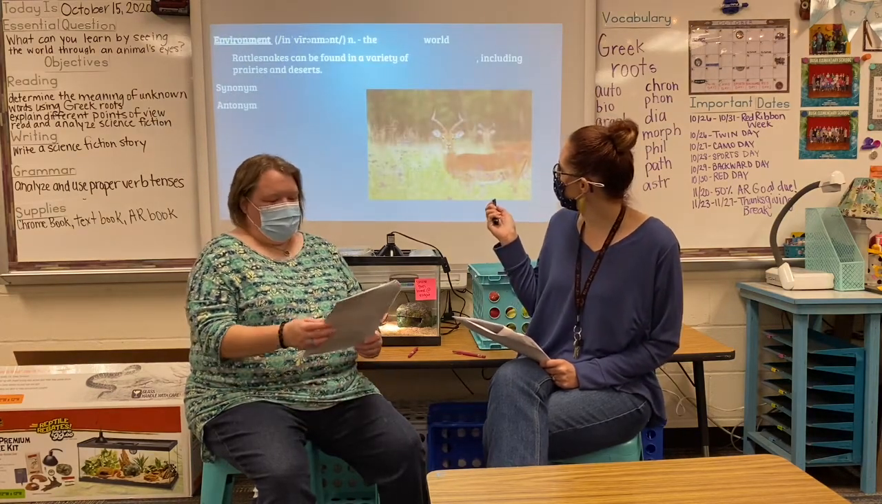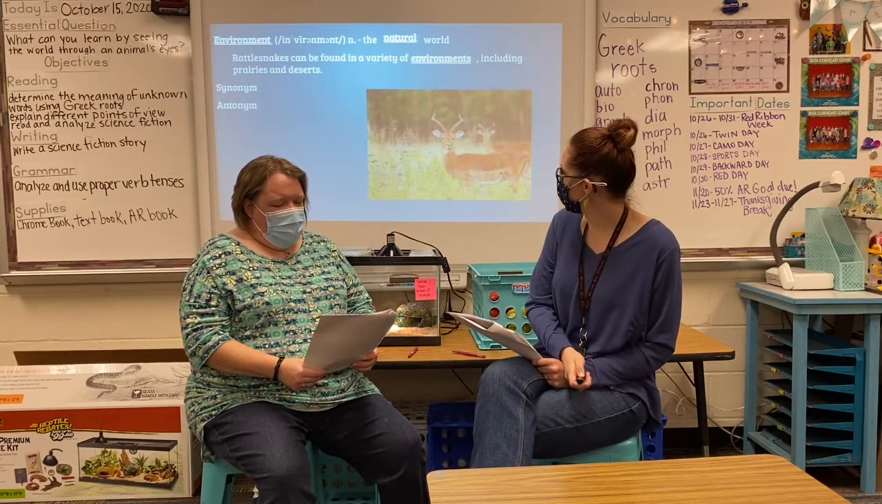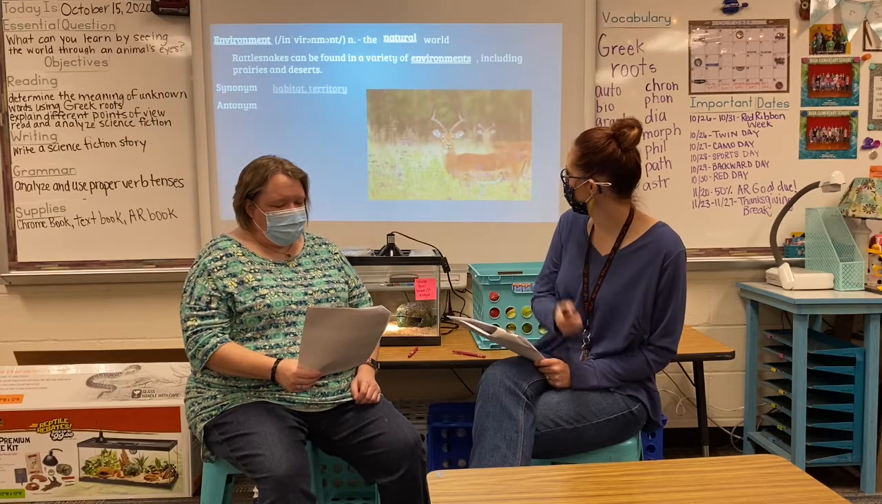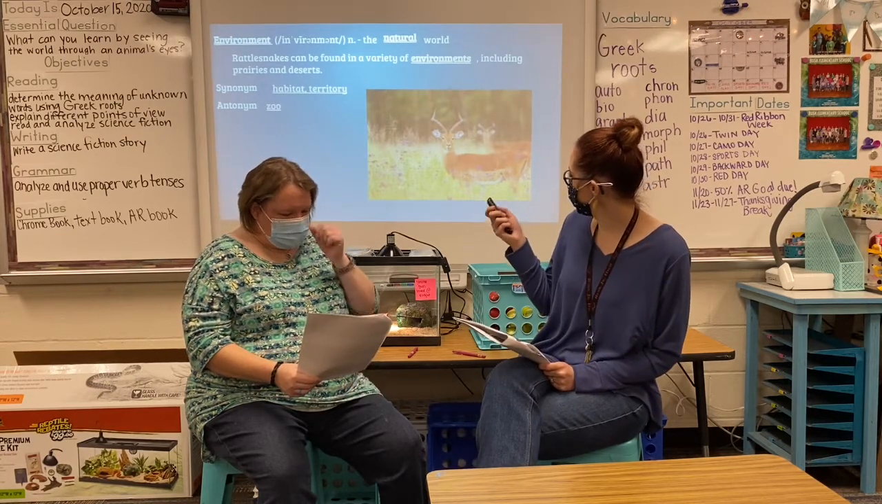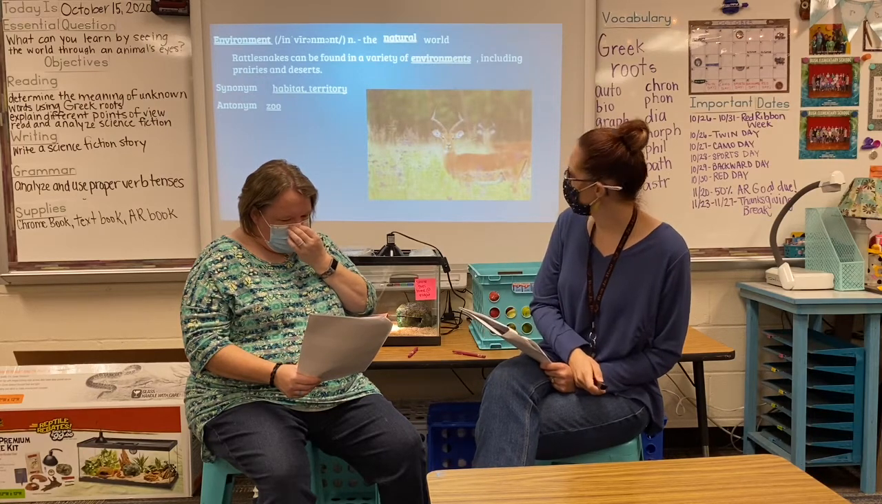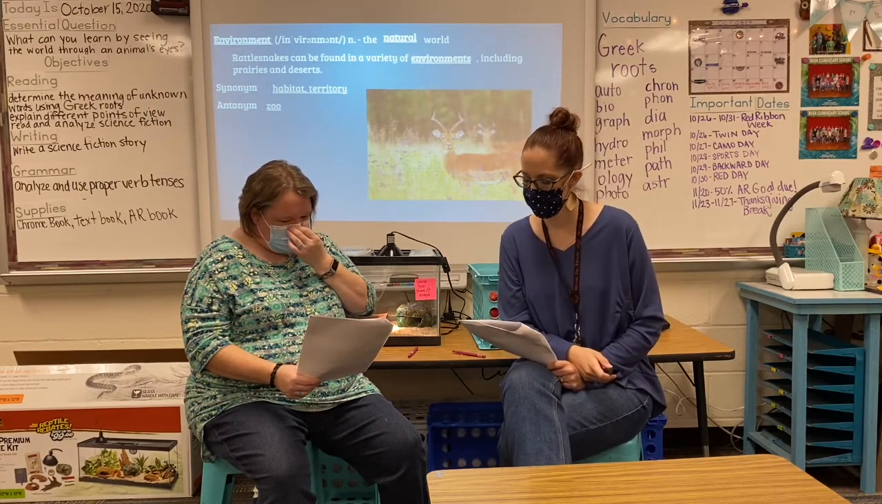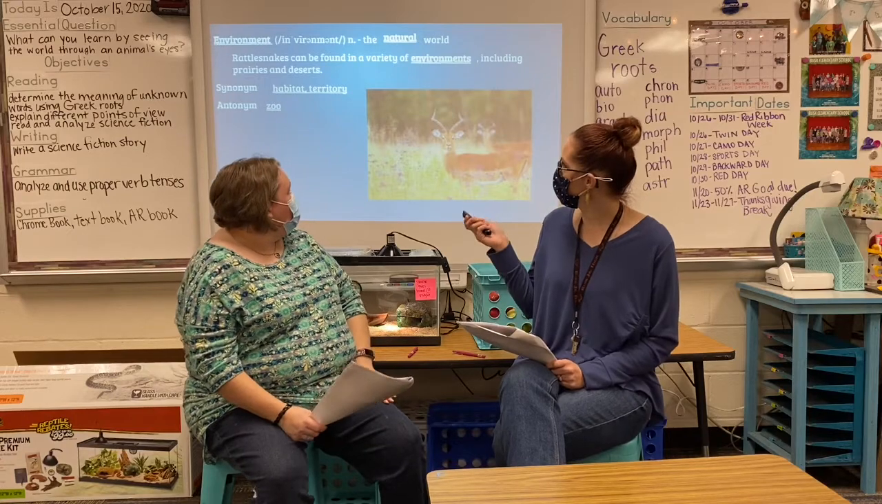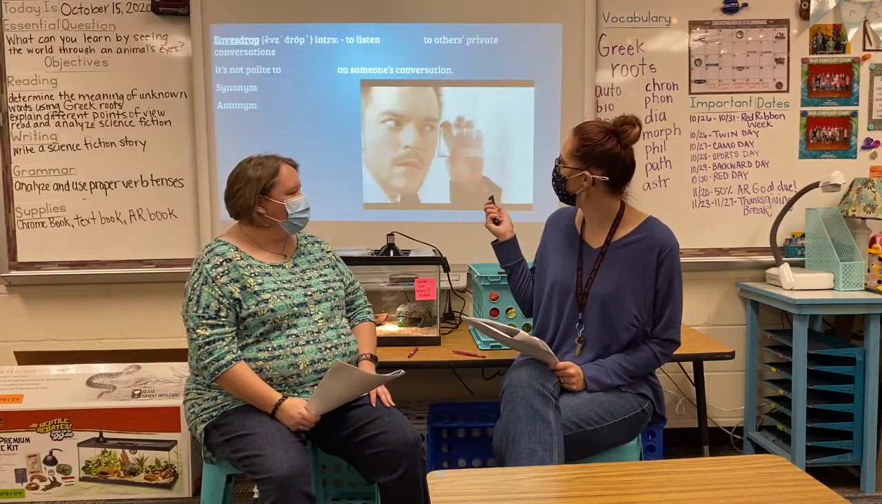So our first word is environment, the natural world. Rattlesnakes can be found in a variety of environments, including prairies and deserts. You have synonyms and antonyms here, and you see there are some antelope in their natural environment. Remember, when you're doing your vocabulary study guide, you only have to pick 1 synonym and 1 antonym, but make sure you're studying those for your test.